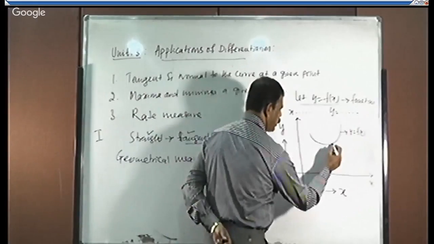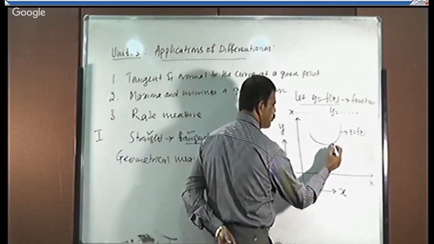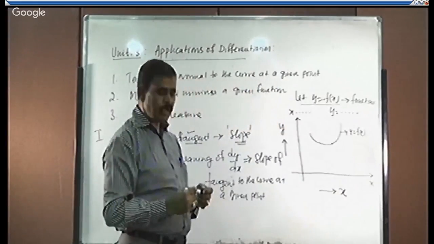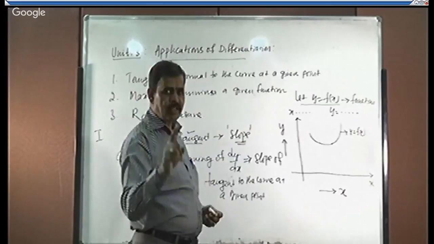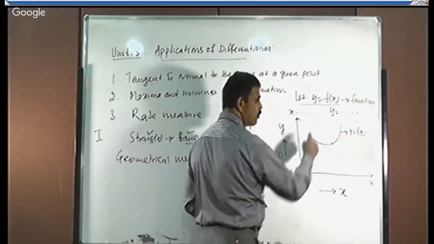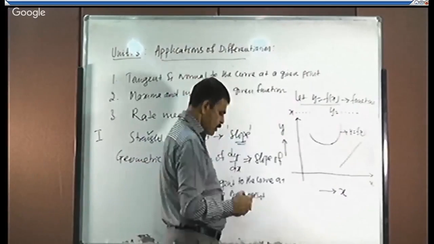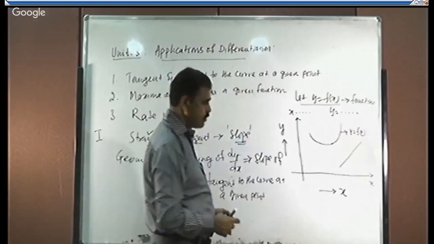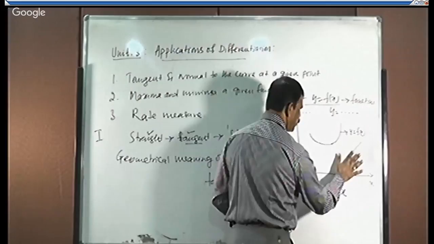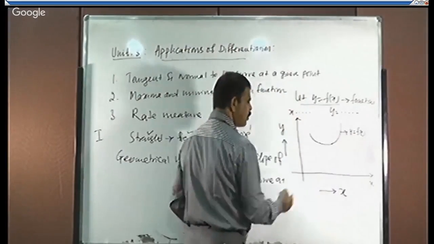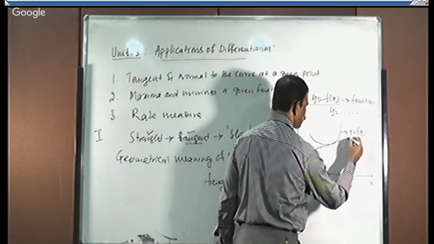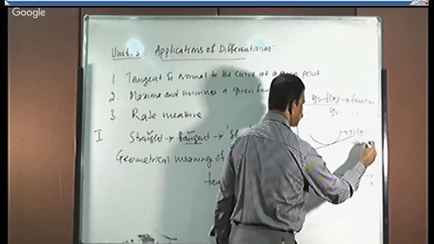For this point, if I draw a line which passes through this point, this is the tangent. What is a tangent? A tangent is a straight line which is passing through a point. The point should be on the curve only. Suppose I draw a line here, this won't become a tangent to the curve. This is a line outside the curve. A tangent is a line which passes through a point on the curve. This is called a tangent.